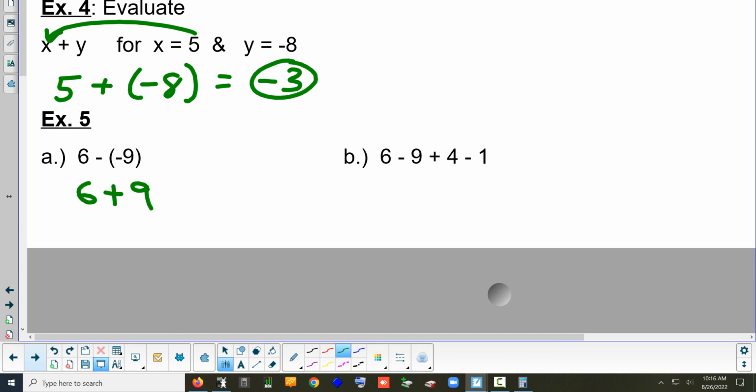And Emily, if I add that up, 6 plus 9 is how much? 15, right? It's like you have 6 positive people plus 9 more positive people. Now you have even more positive people. Now you got 15 people that are all positive. 15.